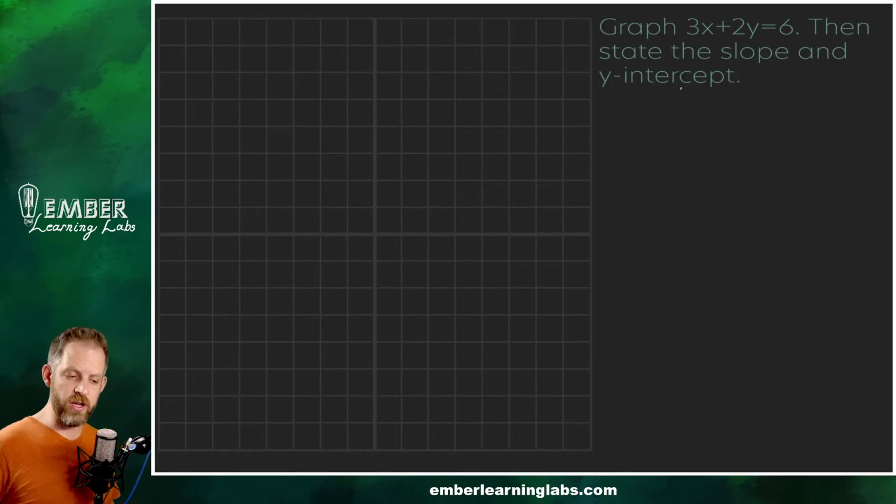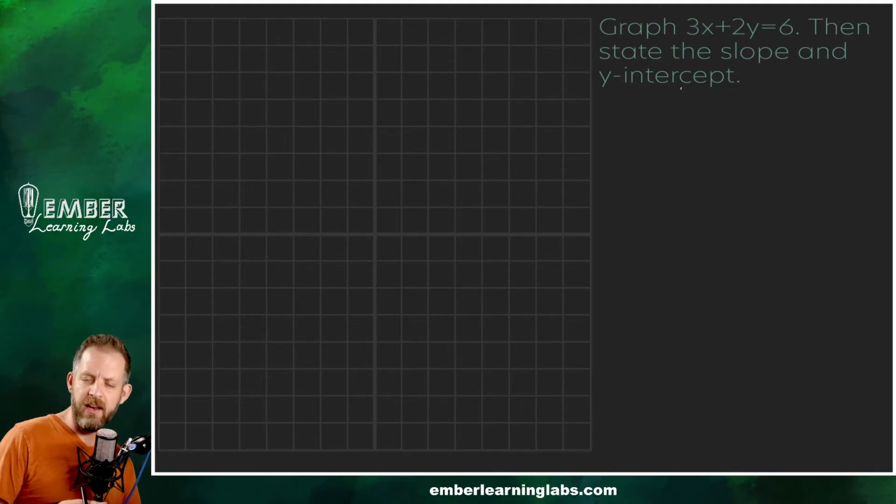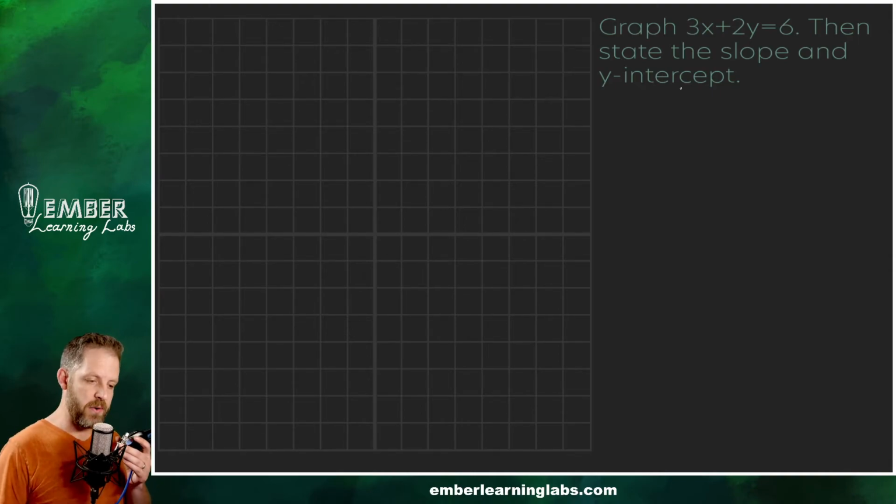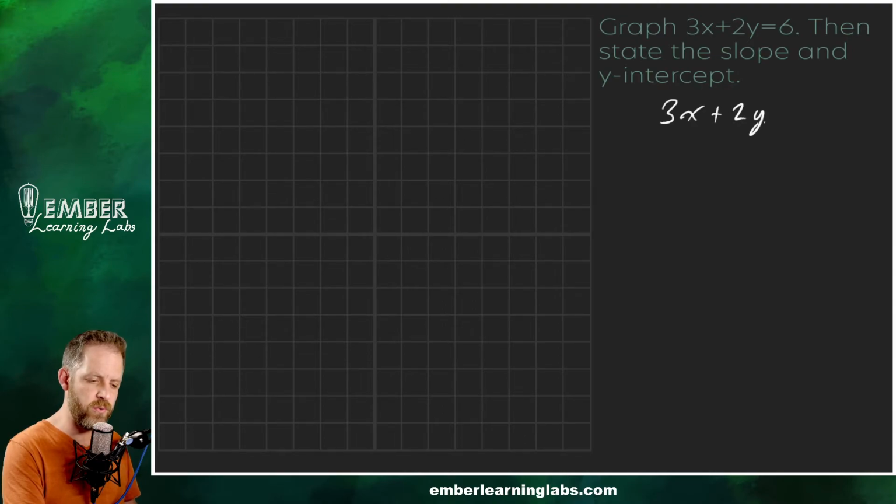We could graph this like what we did in the last unit and find both intercepts by plugging zeros in, and that would be a perfectly acceptable way to do it. What we're going to do instead is take this line and turn it into slope-intercept form. So we're starting with 3x plus 2y equals 6, right? We want to get this into slope-intercept form.